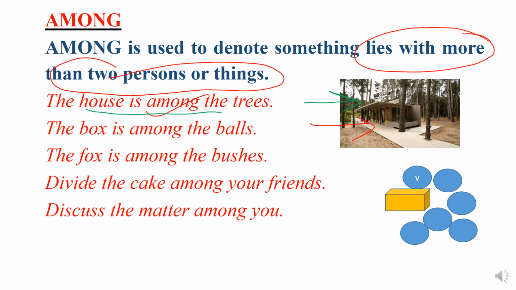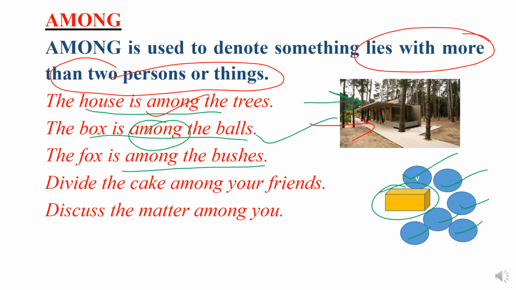Okay, the box is among the balls. See here, there are blue balls. 1, 2, 3, 4, 5, 6 balls are there, and one box is there. You can say the box is among the balls. In the same way, the box is among the bushes.